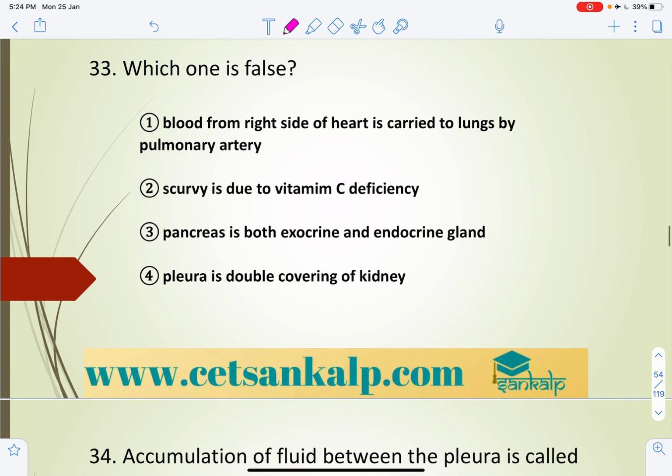Next, which one is false, right? Blood from the right side of the heart is carried to the lungs by the pulmonary artery. That we can say is correct, right? In the circulation chapter we can discuss that.